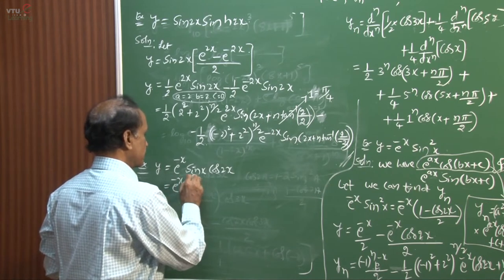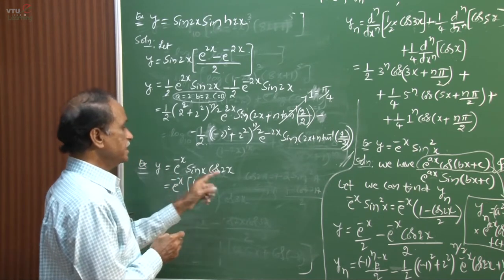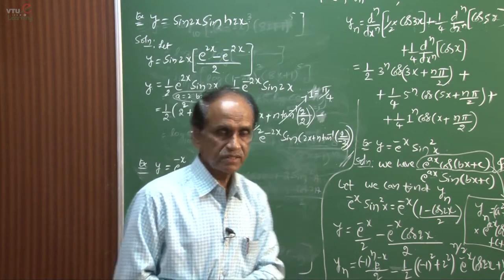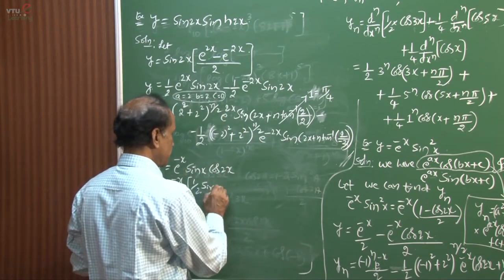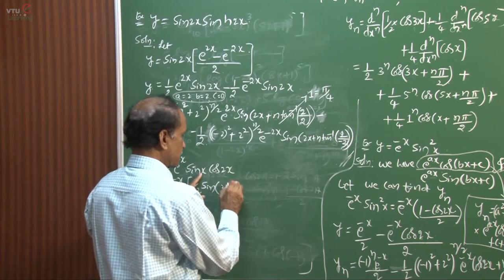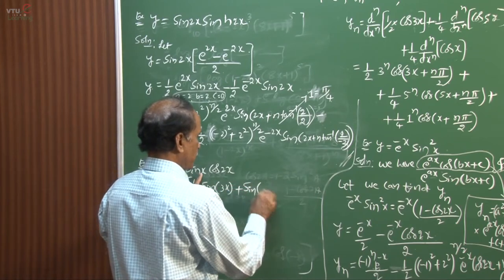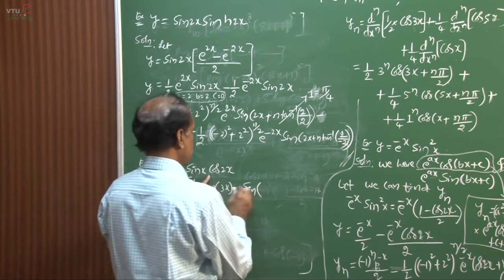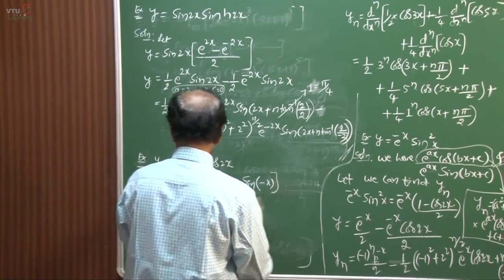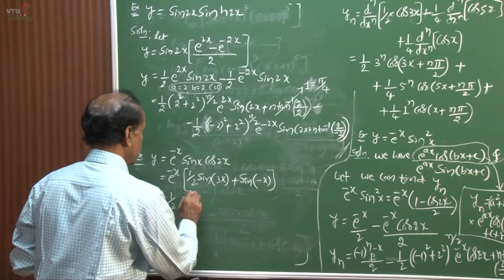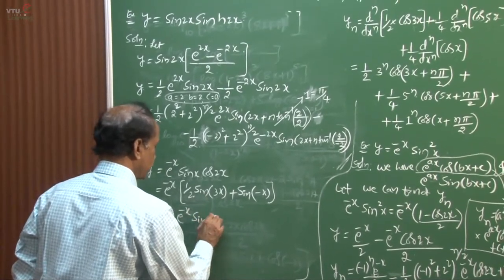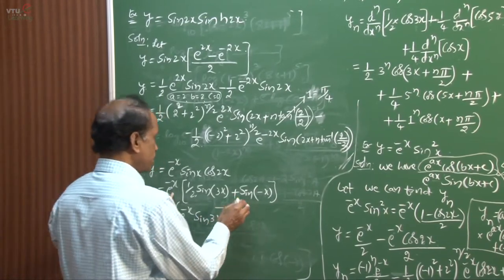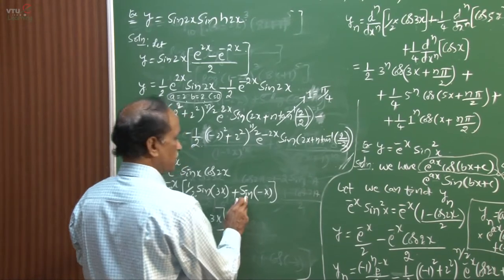E to the power minus x into 1 by 2, this is sin a into cos b. Sin a into cos b, what is the formula? That is 1 by 2 of sin of the summation plus sin of the difference. Therefore, you can write sin of x plus 2x, that is 3x, and plus sin of x minus 2x, that is sin of minus x. Thereby 1 by 2 e to the power minus x into sin of 3x. This is one product, and another product is generated from this, that is also 1 by 2, but sin of minus x.